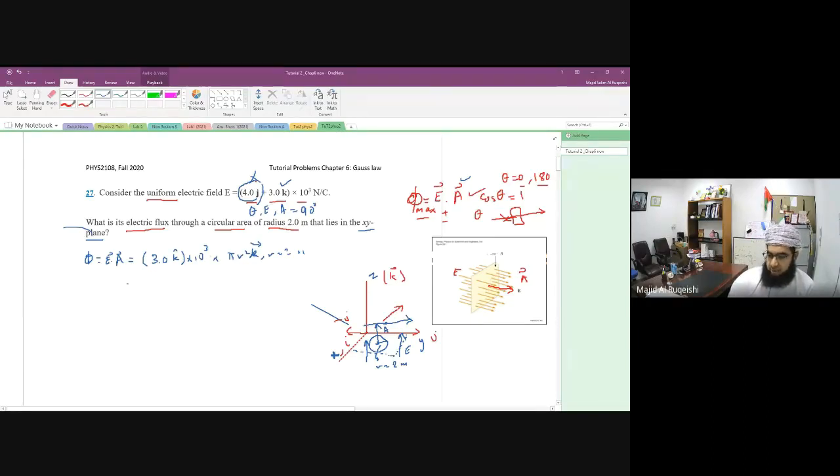In this case, we can get the final result if you substitute r by 2 and then square it, then you get 4 pi. And here we have 3, so 12. We have 12 multiplied by pi, that will be 3.8, but this time 10 to the power 4. Don't forget the unit. Usually students forget to write the unit. Newton per coulomb times that area, which is meter squared.